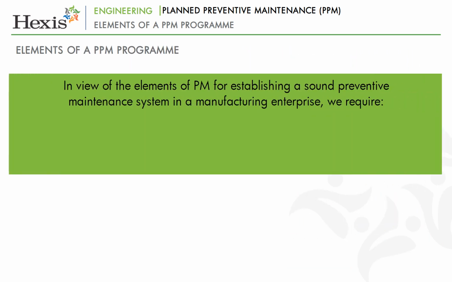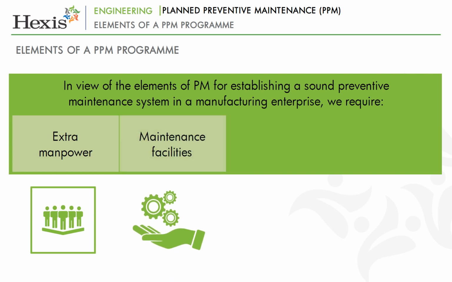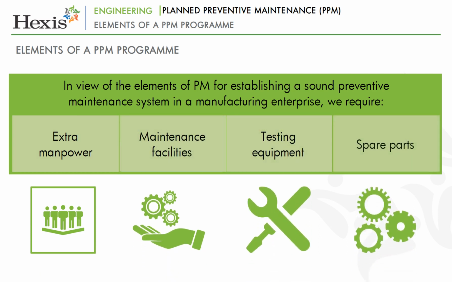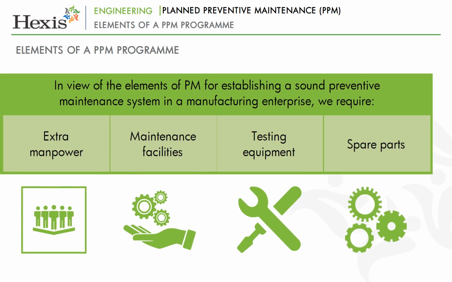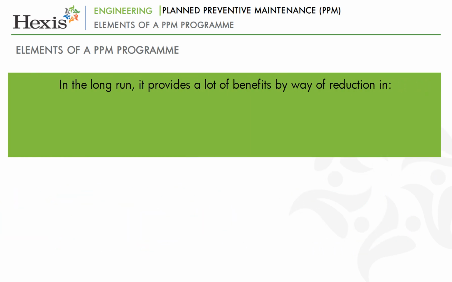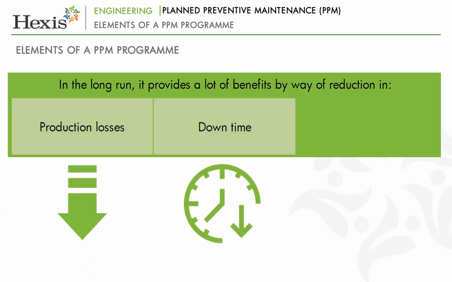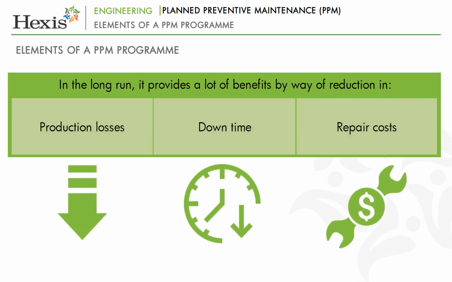In view of the elements of PM for establishing a sound preventive maintenance system in a manufacturing enterprise, we require extra manpower, maintenance facilities, testing equipments, and spare parts, etc. to start with. But, in the long run, it provides a lot of benefits by way of reduction in production losses, downtime, and repair costs, etc. More importantly, it is essential to learn from the incidents and implement corrective and preventive actions indicated through root cause analysis, RCA.